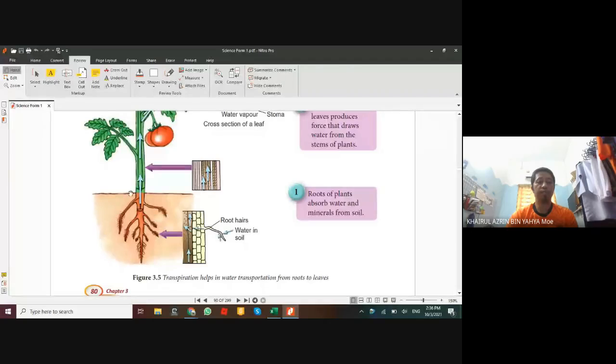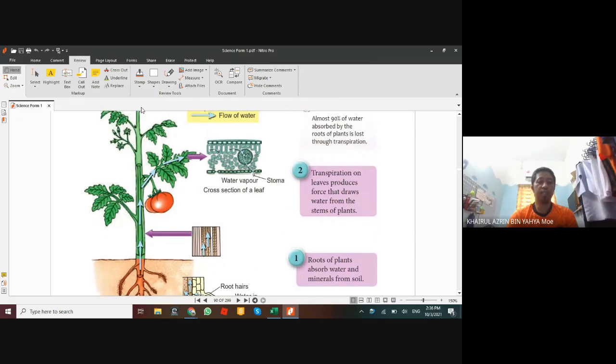So this is root, akar pokok. In the roots here, this one, the larger image of this root. So the root has water in soil. Soil itu tanah, air dalam tanah. It goes inside the root hairs, goes inside the plant here, and then going up here. You can see the example here, water going up. And this water will go to leaves. So in this part of the leaves, the water vapor comes out from the stoma.